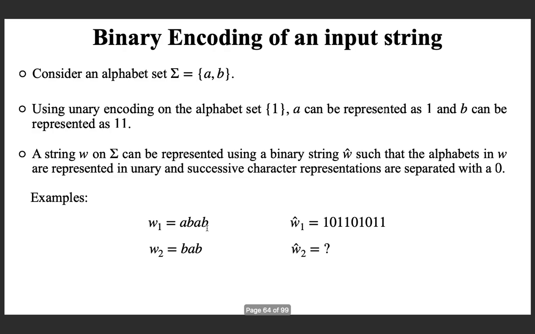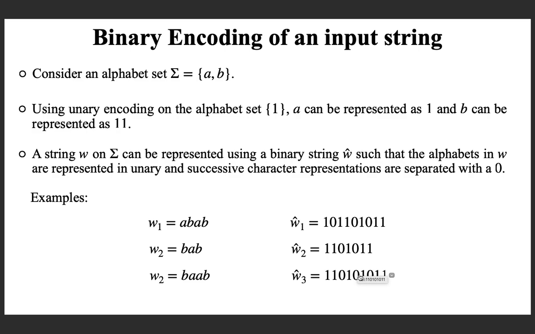Very easy to obtain, a reversible transformation. BAB, what should be that? Sorry, 110, this is represented by 1 1, then after this 0, then 1, then 0, then 1 1. The last example, BAAB, how will you represent it? 1 1 followed by a 0 followed by 1 followed by 0 followed by 1 followed by 0 followed by 1 1. So this is exactly the binary encoding that you need.